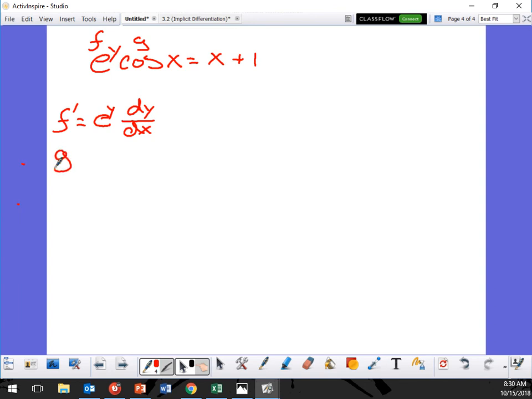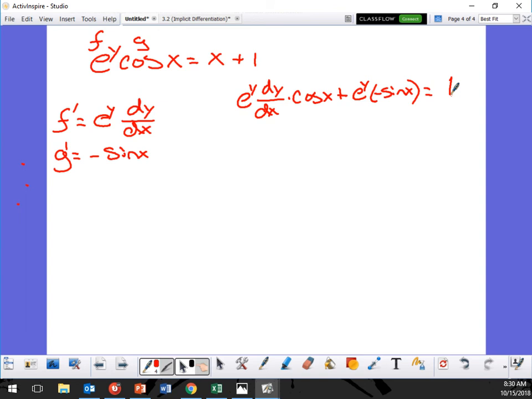All right. So g prime would be, what's the derivative of cosine? Negative sine. So negative sine of x, right? So product rule that side. So it's going to be f prime g, so it'd be e to the y dy dx times g, which is cosine x, plus e to the y times negative sine x equals 1. So the derivative of the whole right side is just going to be 1.